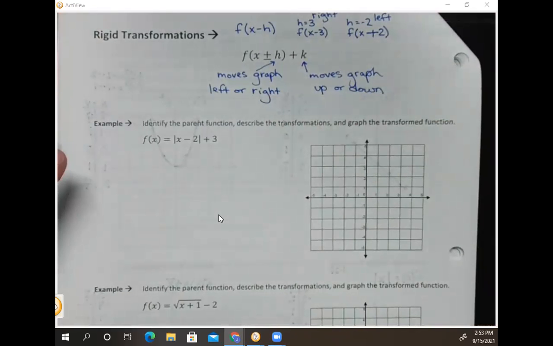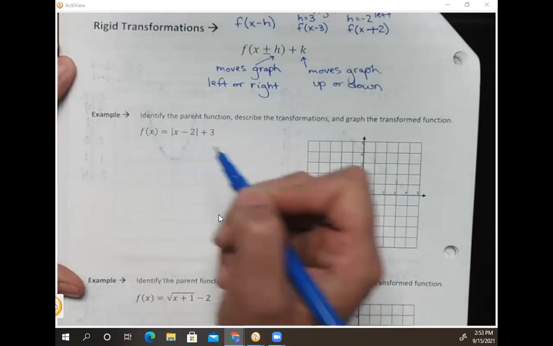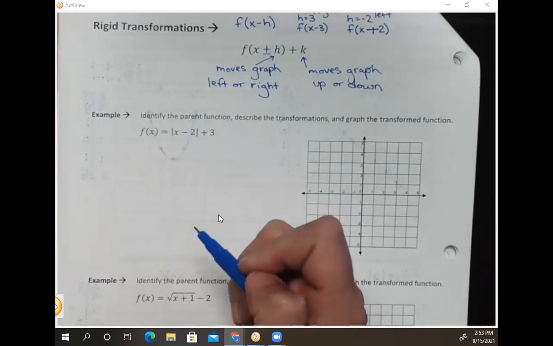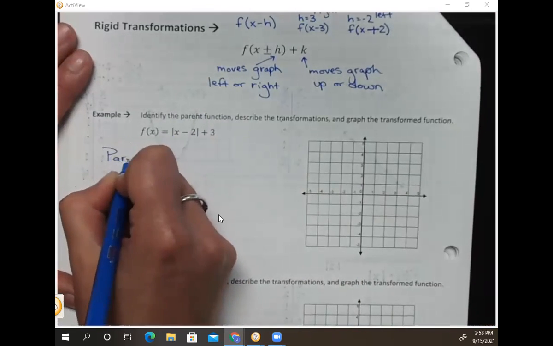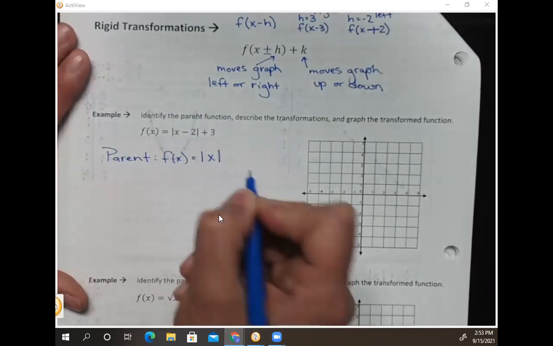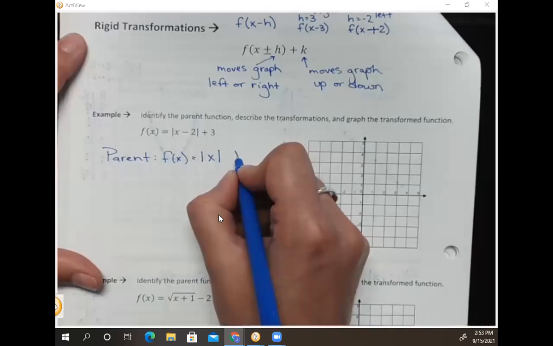We're going to start with this first example here on page 24. I want to identify my parent function because then I know what the original shape of the graph is supposed to be. Then I'm going to describe the transformations that are in my function, and then I'll actually graph that transformed function. So here I've got the absolute value of x minus 2 plus 3. Since I have absolute value here in my function, that means that my parent function was the absolute value of x. That was the original. That's what we started with. And remember, absolute value had that V shape.